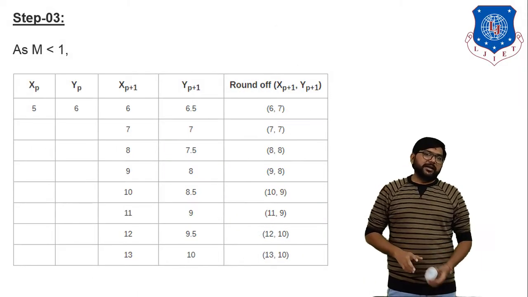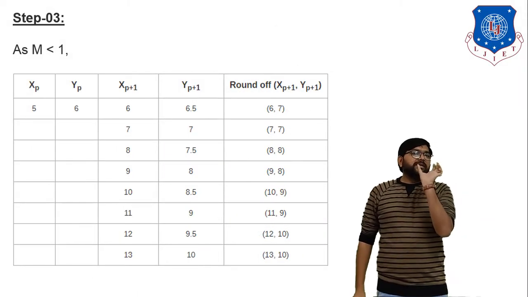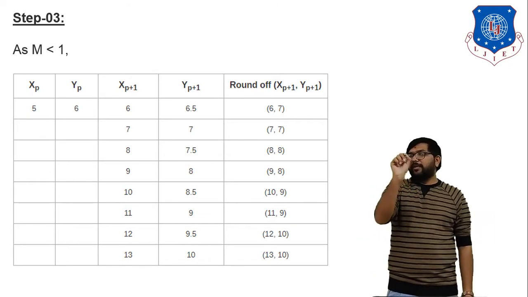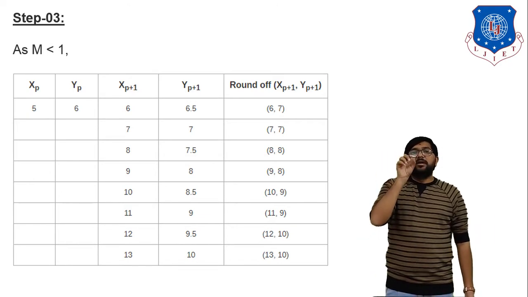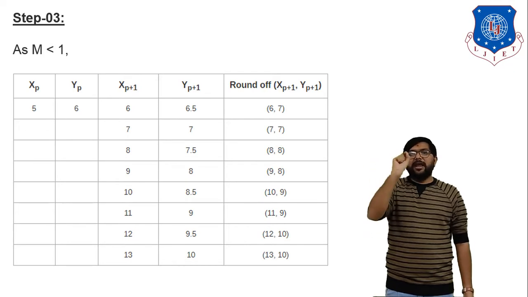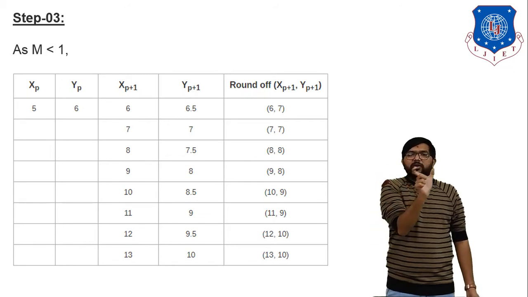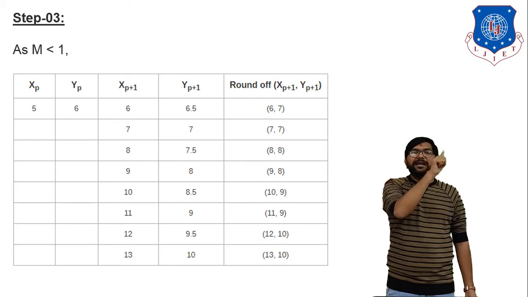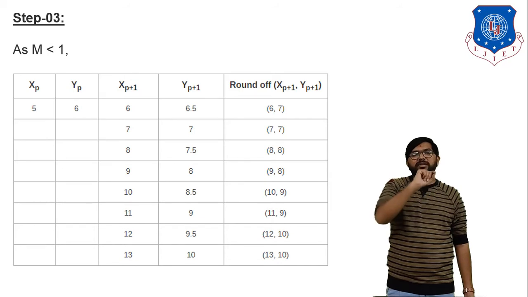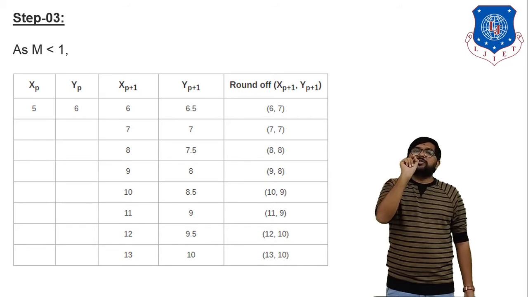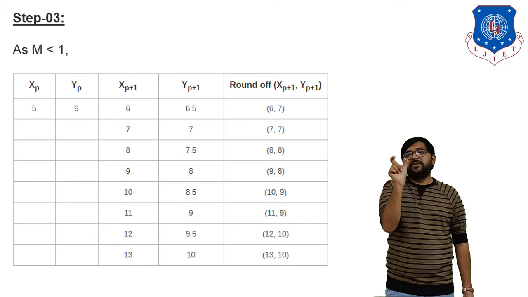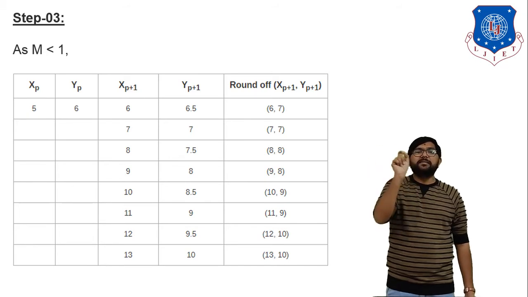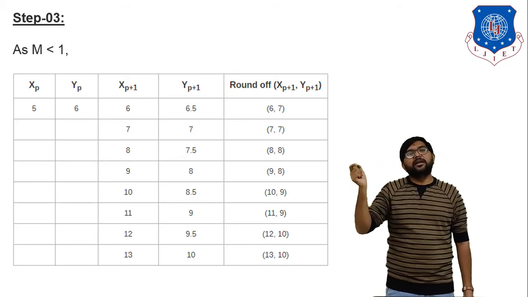Now step number 3. You all remember the equation: if the value of slope m is less than 1, we give 1 unit increment in the x direction and slope increment in the y direction. The value of slope is 0.5. So the first endpoint coordinate is 5, 6. Now we give 1 unit increment in the x coordinate, so 5 plus 1 is 6, and the value of slope 0.5 is the increment we give in the y coordinate. So 6 plus 0.5 is 6.5.